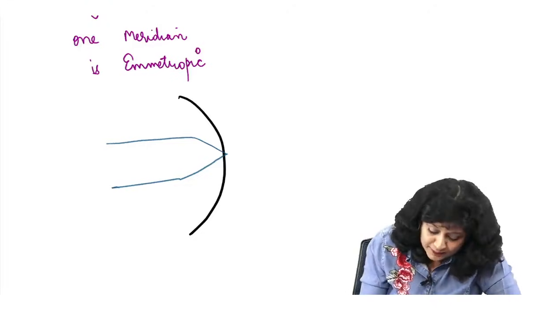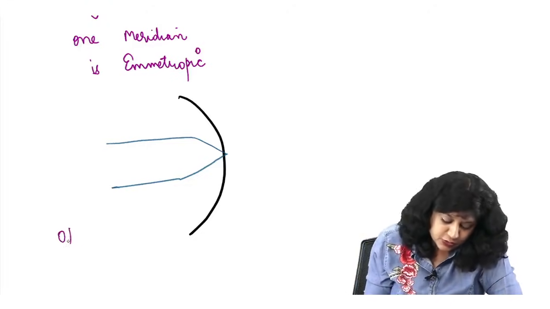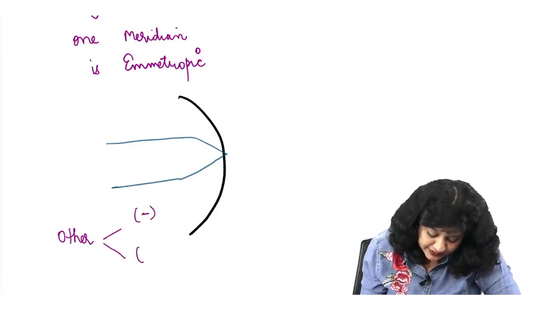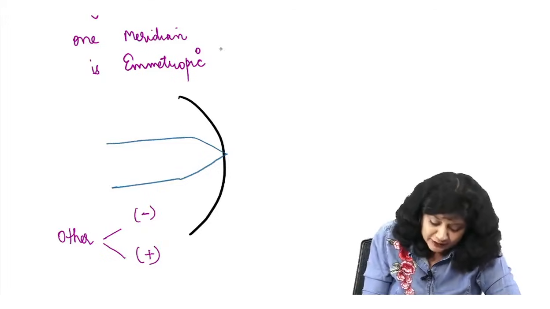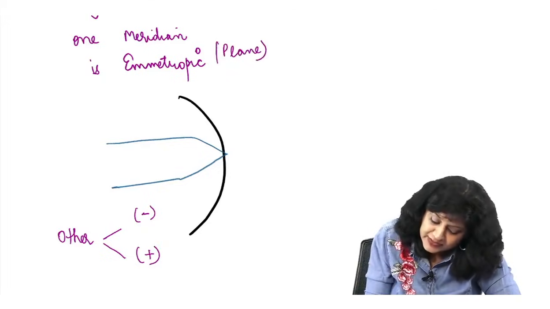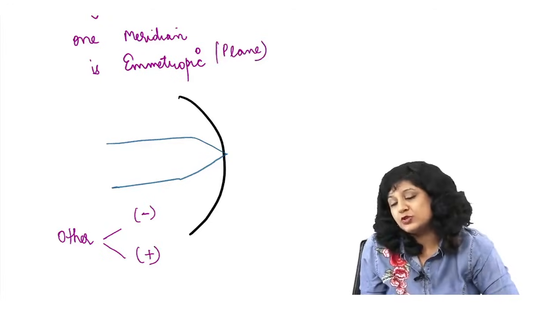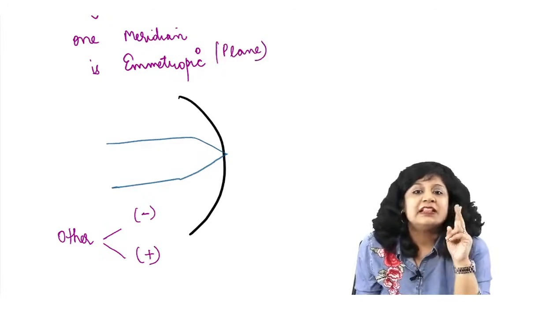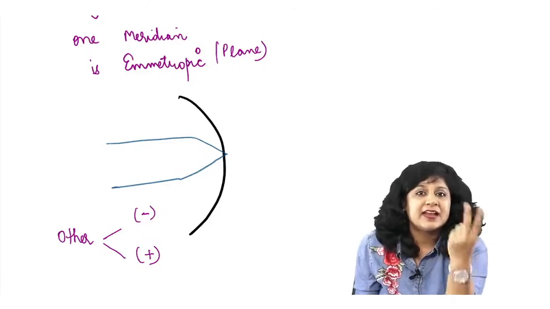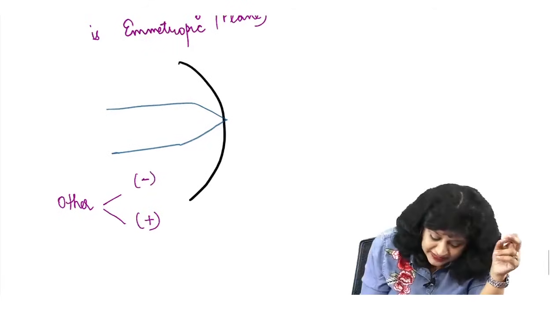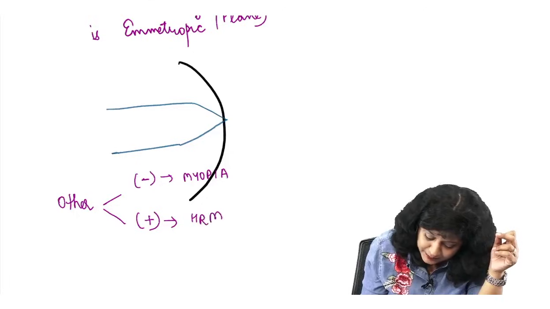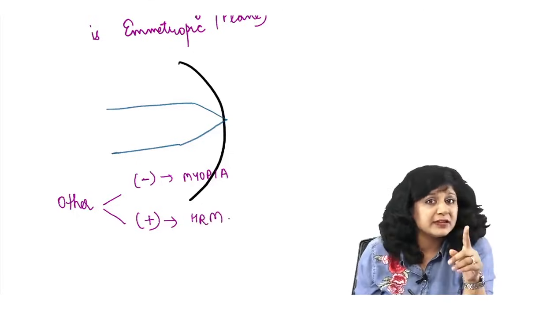Now if I talk about the other meridian, this other meridian can be minus also, or it can be plus also. One will be plain because one meridian is having emmetropia, so one meridian is just having plain glasses, while the other meridian can be minus or plus. Minus if he is having myopia, and plus if he is having hypermetropia. So look at the other meridian.